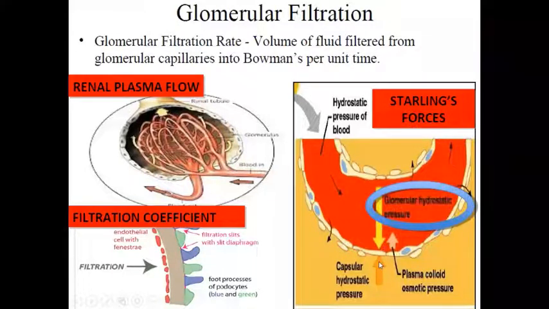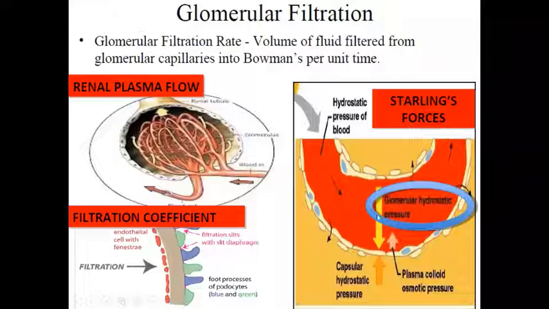There are Starling forces that will facilitate movement of fluids from the capillaries into the Bowman space. The first force, which is very important for you to note, is called the hydrostatic pressure. The hydrostatic pressure is due to the presence of water molecules. The more water molecules you have here, the more hydrostatic pressure you have. Then also the blood pressure itself. If the heart is pumping with stronger force, the blood pressure is going to increase, and then the blood flow is also going to increase to the kidney. That will also have an effect on the hydrostatic pressure.